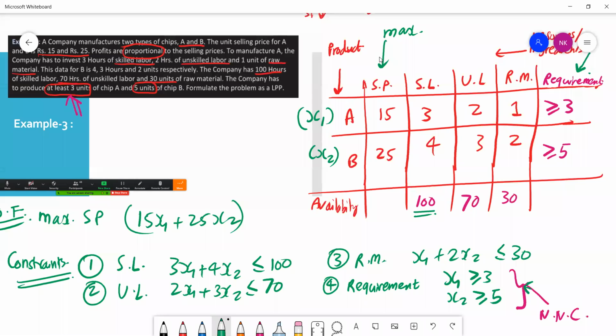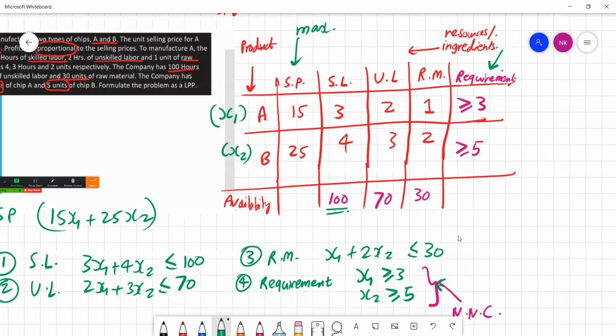Right. So Viraj has a question: if the resources are greater than zero, there is no need to write the non-negative constraints. Okay, fine, correct. You don't need to write the non-negative constraints if you already say that x1 must be greater or equal to 3 and x2 must be greater or equal to 5, because that itself includes the non-negative constraints. If that is the intention carried forward, then you don't need to write them.